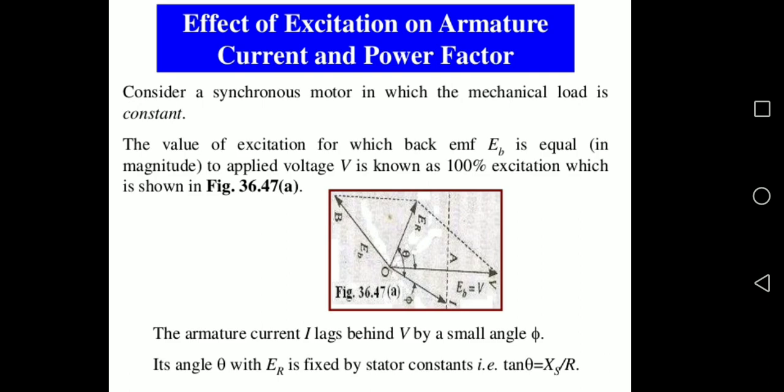Effect of excitation on armature current and power factor. See the topic again: effect of excitation on armature current and power factor. If you increase or decrease the excitation, what are the effects on the armature current and power factor? What is the behavior?